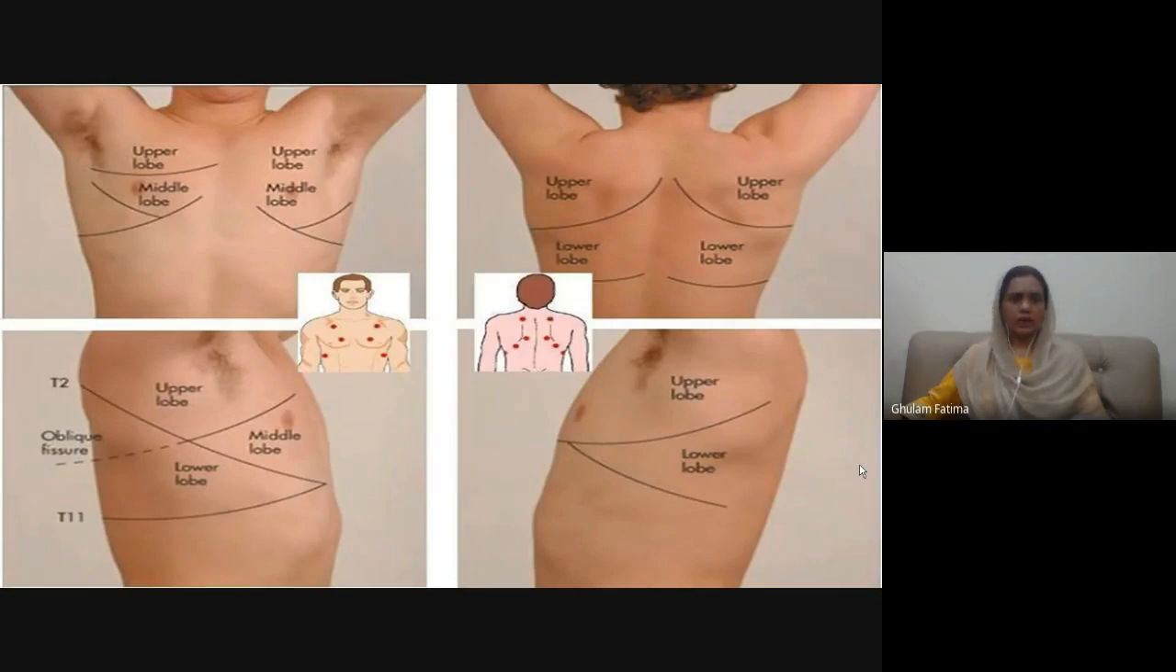So here you can see the margins of the lung. Simply, we can take this picture to understand the margins of the oblique fissure. If you see from the posterior side, it starts from the T2 vertebral body or the spinous process of T2. That will be the point you will be marking. You can practice this by making a model.